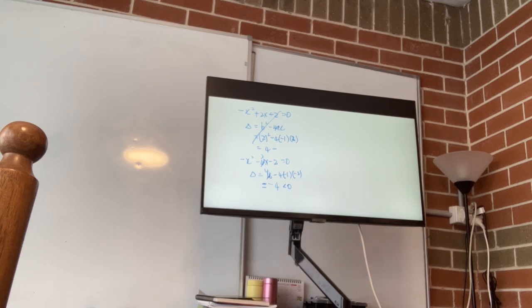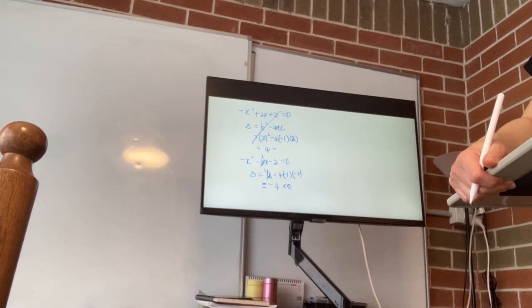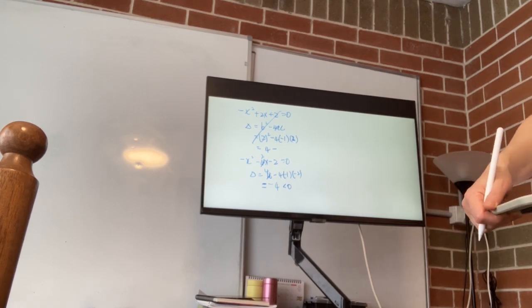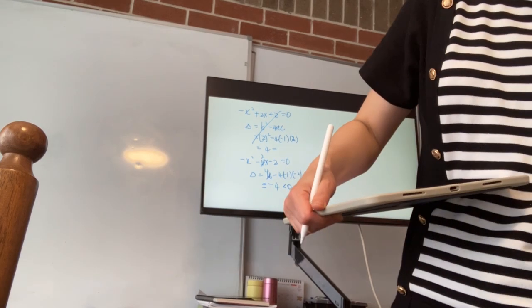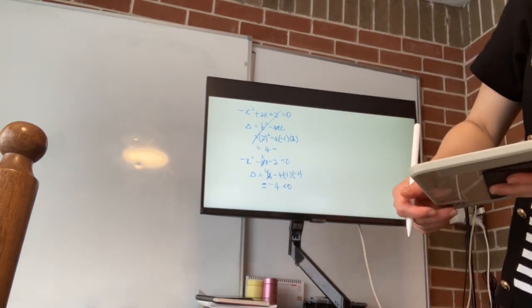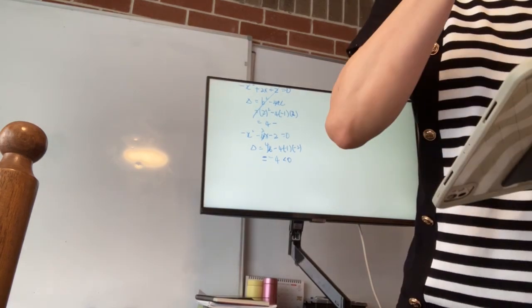Okay, yes. When the discriminant is less than 0, that means no stationary point. No solution means no stationary point. Your b is 2. Oh, one of these is minus 1. Okay, so no stationary point then, because this is a rational function.